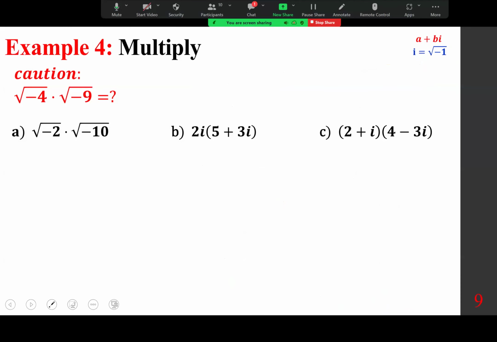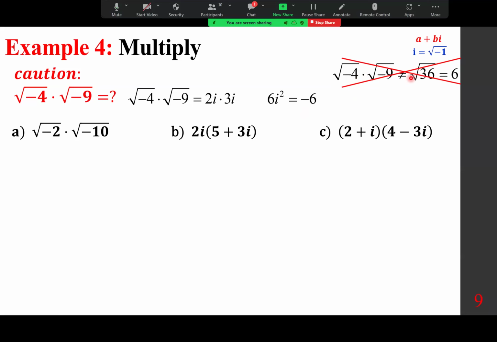All right, now we are going to multiply, and it is extremely important to pay attention that you can't multiply that the way you did with real numbers. First, this has to be changed to 2i, and this has to be changed to 3i, which gives you 6i squared, which is negative 6. However, if you just multiply it the way it is, it becomes 36. Square root of 36 is positive 6, which is a wrong answer. So this is the caution. You want to be extremely careful.